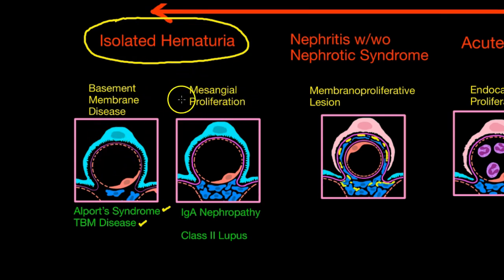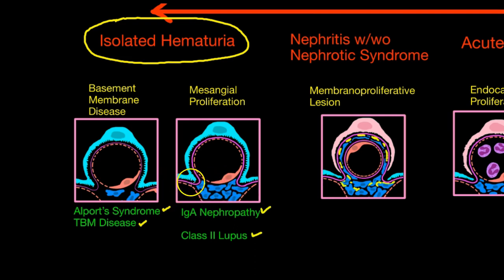So next, in our patient with isolated hematuria, let's say we saw mesangial proliferation instead of thin basement membranes. If we saw mesangial proliferation, I want you to consider these two diseases, IgA nephropathy and class 2 lupus nephritis. Here's the mesangium, and you see there's more cells here than there normally should be, like there are here. And so mesangial proliferation is a subtle form of glomerulonephritis.